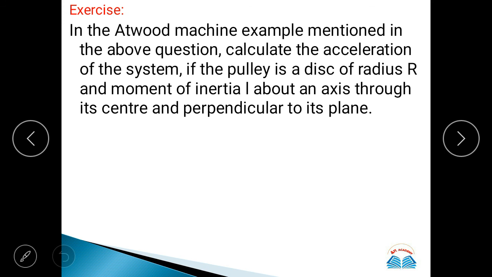And this is the exercise question for you guys. In the Atwood machine example mentioned in the above question, calculate the acceleration of the system. The condition is that the pulley is a disc of radius r and moment of inertia I about an axis through its center and perpendicular to its plane. So you have to solve this question and tell me the answer.